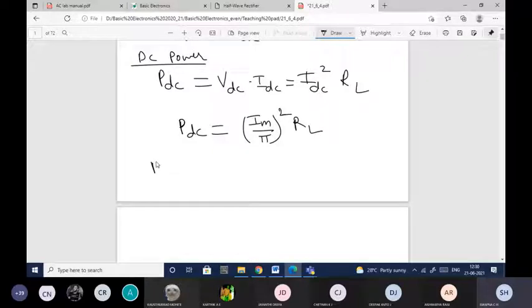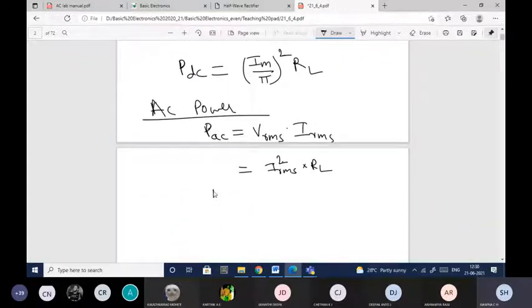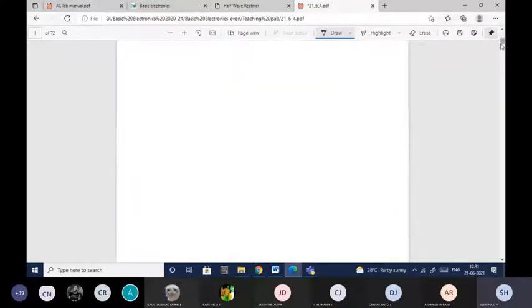Okay, so I need to find AC power also. So AC power, PAC. PAC is nothing but, as I've already mentioned, I will be using RMS values because this will give the effective values. So VRMS into IRMS, or I can use IRMS whole square into RL. Any of the formulas you can use. So PAC is nothing but IRMS, and IRMS is Im by 2, right?